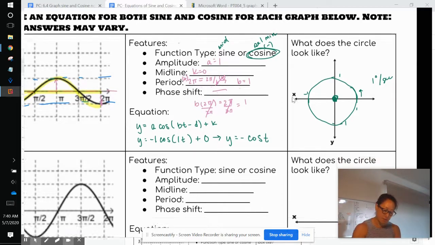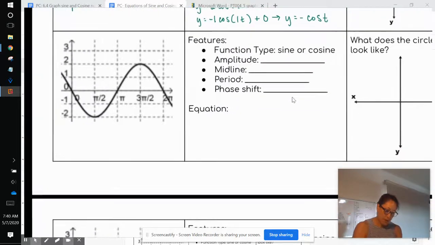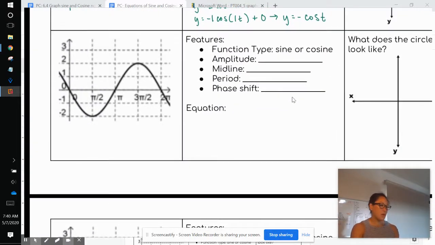Next up. We're going to look at, where does this graph start? High point. Oh, wait, let me graph in my midline and then my relative maximum and my boundary lines. Okay. Does your graph start on a high point, a midpoint, or a low point? It starts at a midpoint, so this is a sine graph.